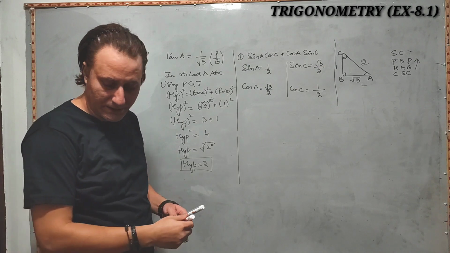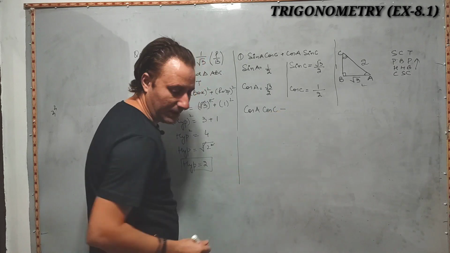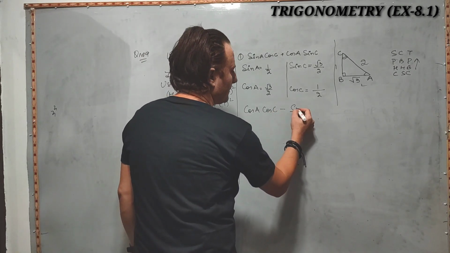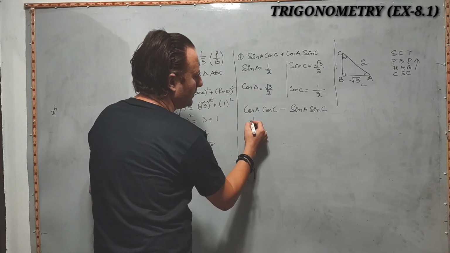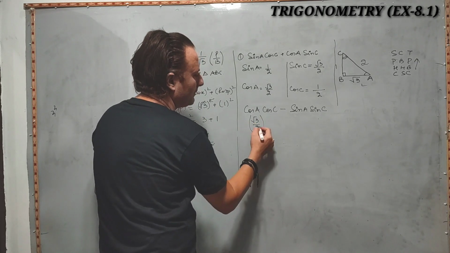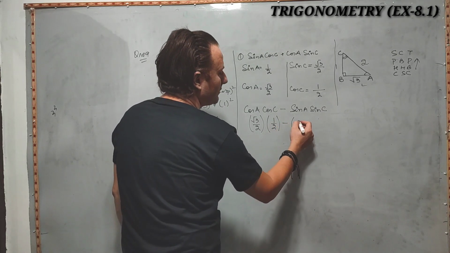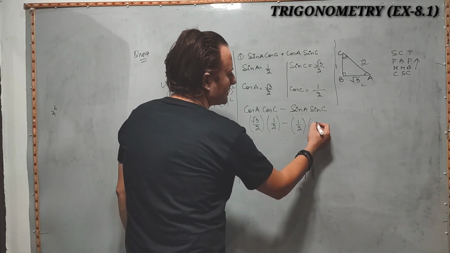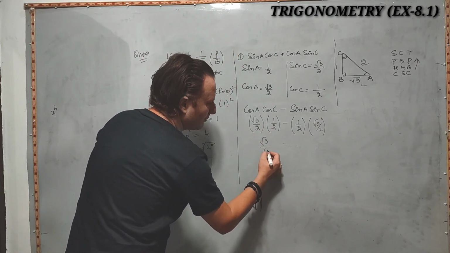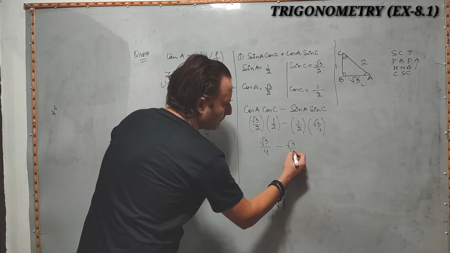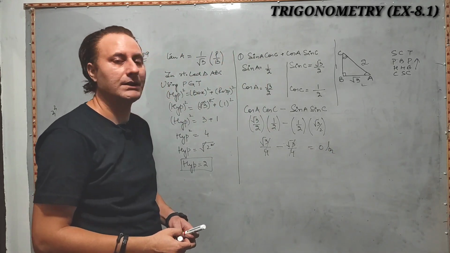Now the next part says cos A cos C minus sin A sin C. So cos A is under root 3 upon 2, then we have cos C, that is 1 upon 2, minus sin A is 1 upon 2 and sin C is under root 3 upon 2. So this is under root 3 upon 4 minus under root 3 upon 4, both positive negative, so the answer will be 0. Clear guys?